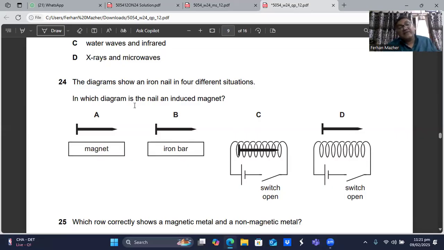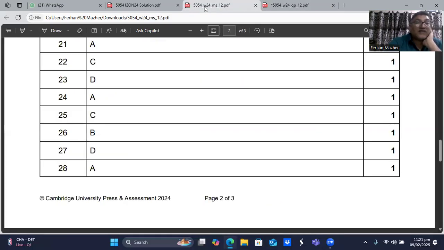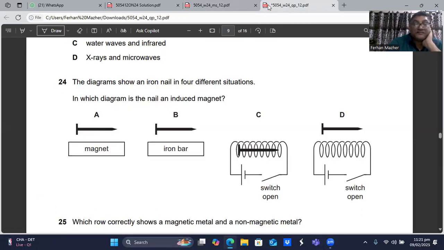So in which diagram is the nail an induced magnet? The induced magnet will be in shape A. When you have placed a nail near a magnet, this nail will also start behaving like a magnet. So for question number 24, A is the right choice, sir.